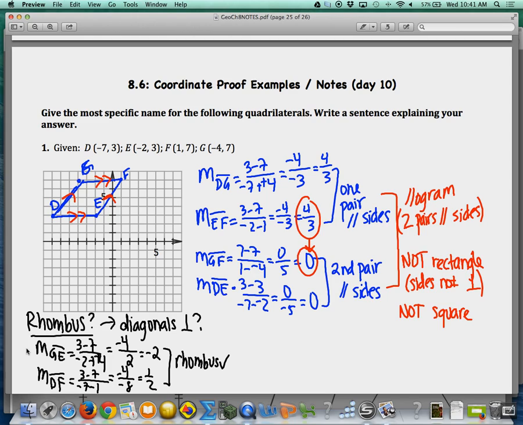Okay. Are there any other possibilities for what this figure could be? Nope. So, last thing we have to do is write a sentence. So, we're going to say DEFG is a rhombus because first thing we showed is that the opposite sides were parallel. Okay, so opposite sides parallel showed us what? Parallelogram.